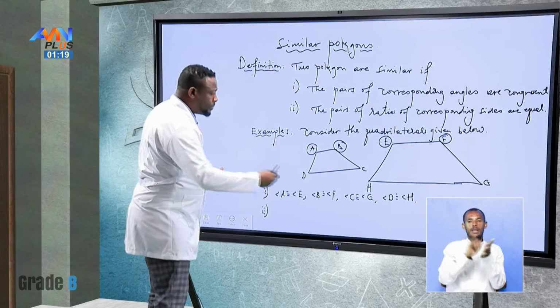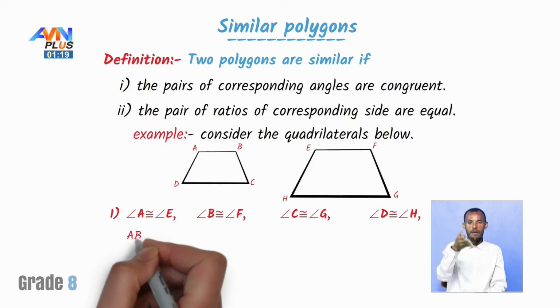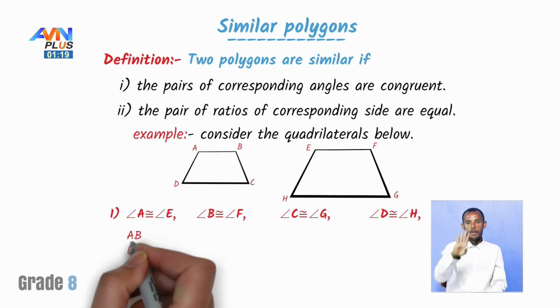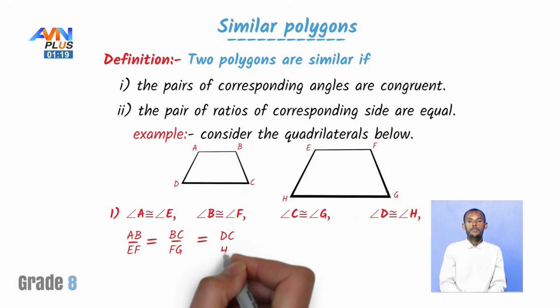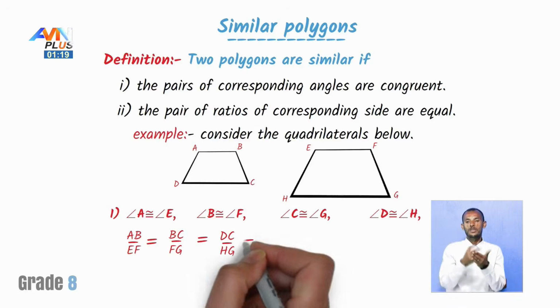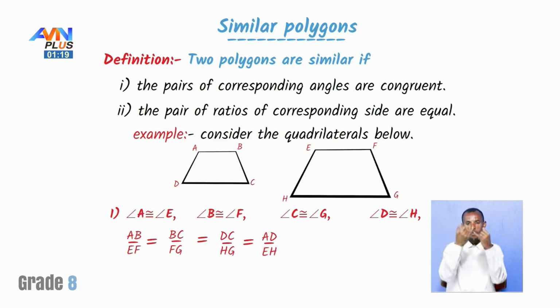That means AB over EF is the same as BC over FG. This is also the same as DC over HG, and AD over EH must be the same.